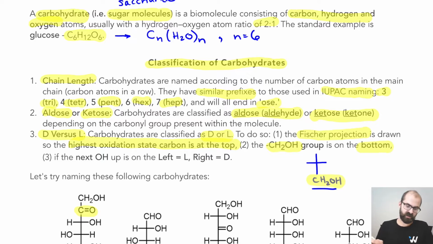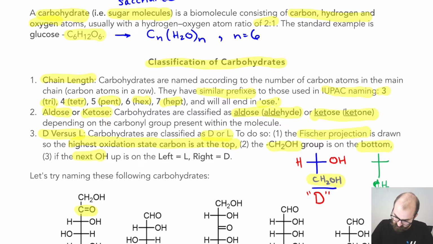And then what we do is we assign our D or L based on the location of the OH. So if the OH is to the right, in this case, that would be a D sugar. And I'll just draw another one in green. We have our CH2OH, and if the next OH up is on the left, it's an L sugar. So the way to remember this is L means left and D is the other one, which is right. So that's how I've always done it. Okay, so L is left and D is right.